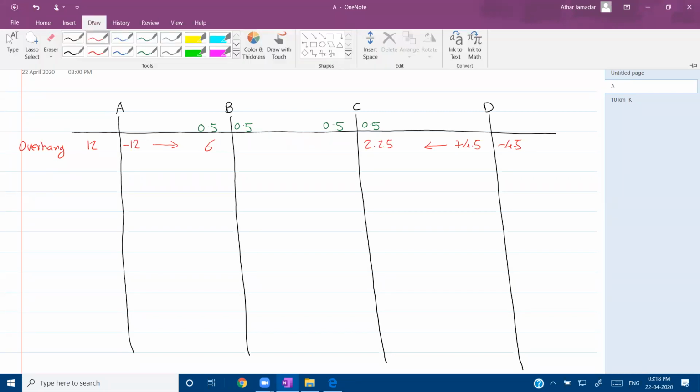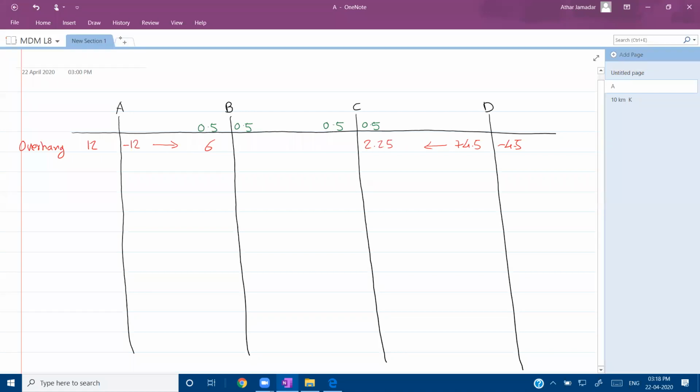Now next step is FEMs, writing of FEM, that is fixed end moment. So MFAB is minus 20, MFBA is 40, MFBC is minus 15, MFCB is plus 15, MFCD is minus 6, and MFDC is plus 6.